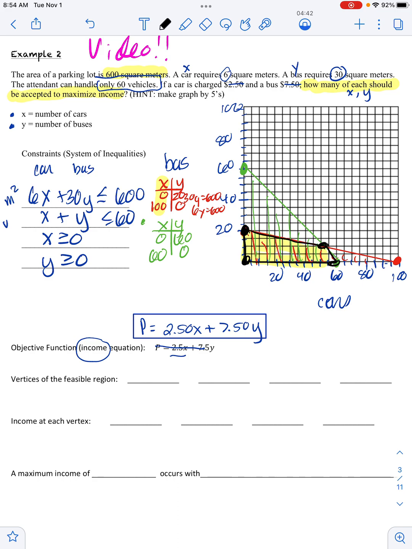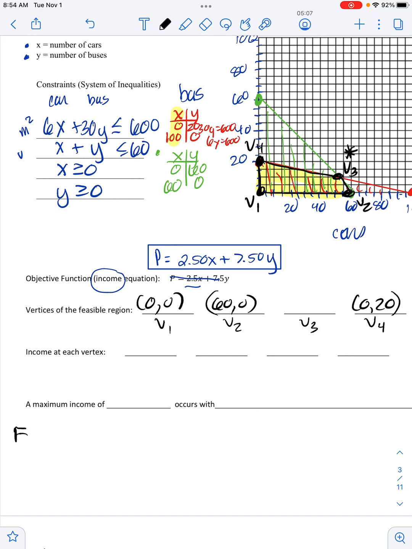So here's vertex 1, 2, 3 is going to be the one that I have to show work for, and then 4. You don't really have to write them in a certain order, but I will do that so it makes more sense, hopefully. So 3 of the 4 I can read off the graph. This one's at the origin. V2 is over here at 60, 0, and V4 is at 0, 20 up here on the y-axis. V3 is the one where I need to do some work. So I'm going to do my work down here to find V3.